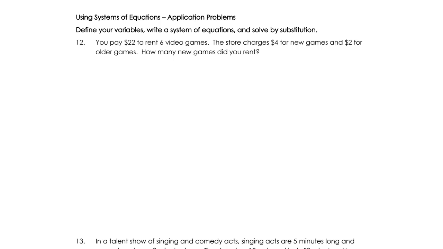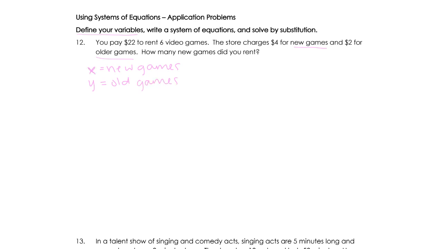Alrighty, so for word problems, you'll notice that we have some directions here. The first thing this says is define your variables. Since it's plural variables, we know that we have to have a system of equations. That means we have to have 2 variables here. So you pay $22 to rent 6 video games. The store charges $4 for new games and $2 for older games. There's our 2 things that we're talking about. So x is going to be my new games, and y is going to be my old games.